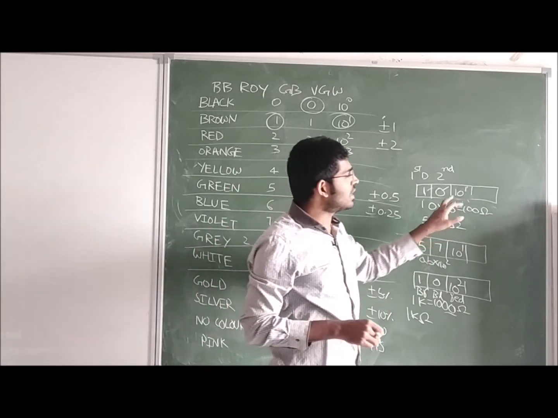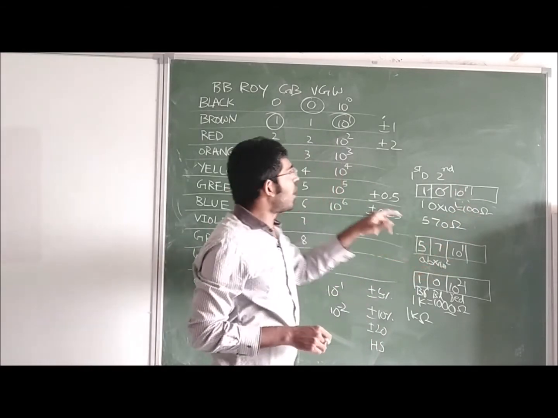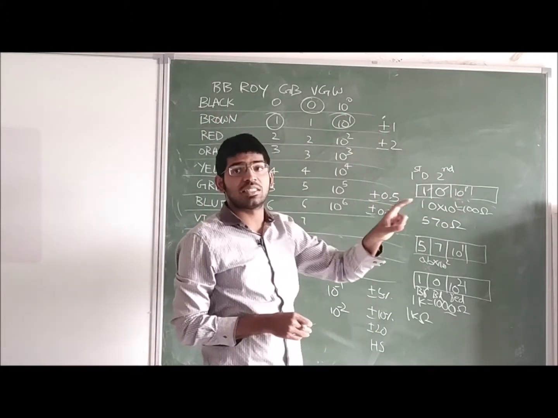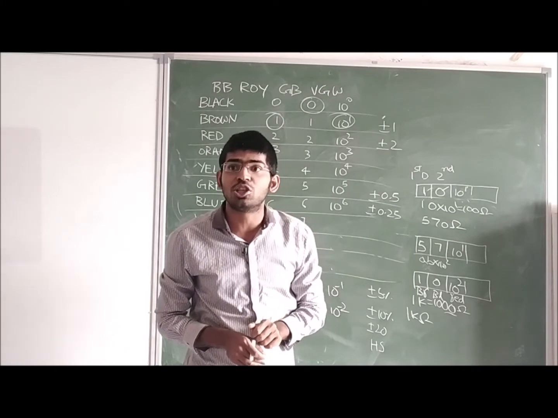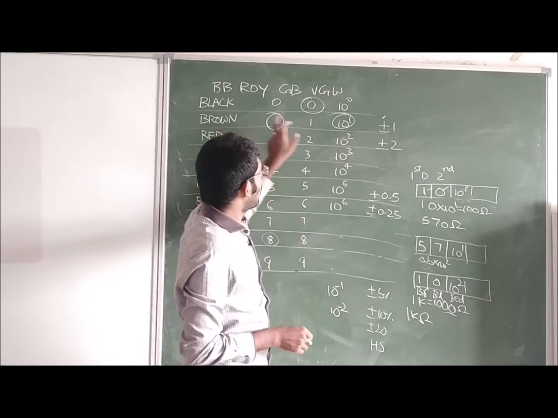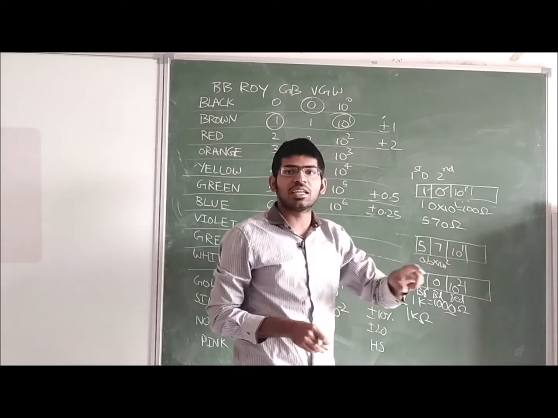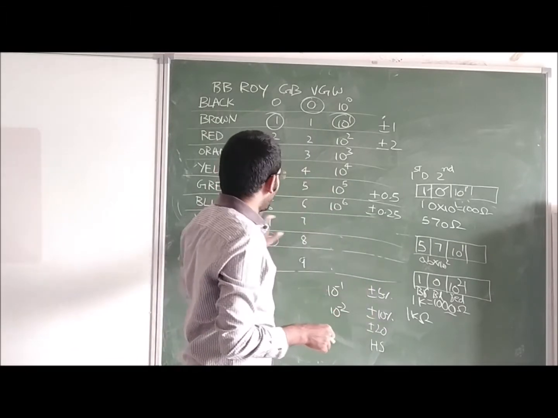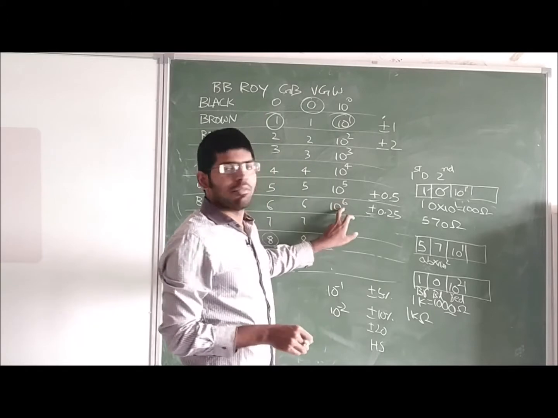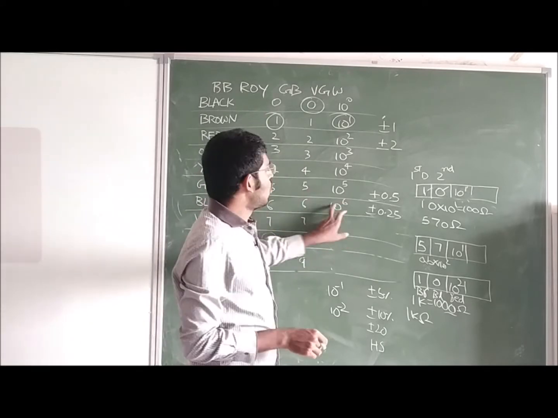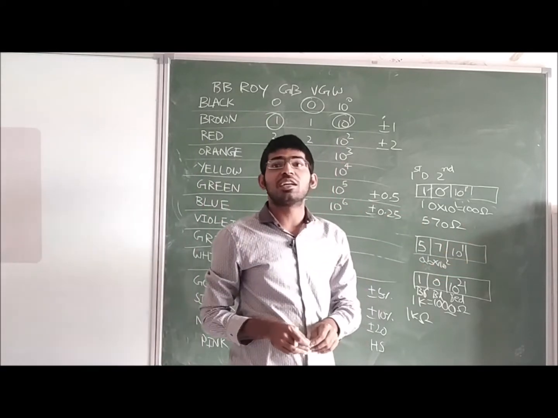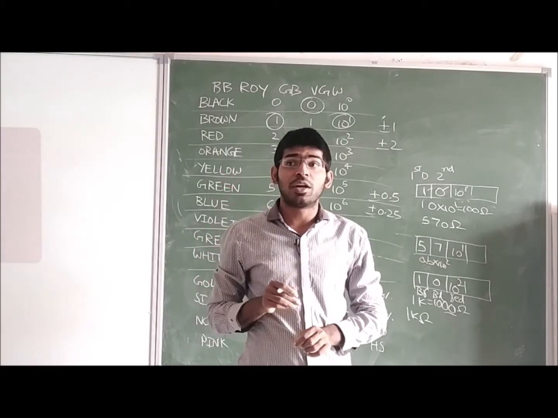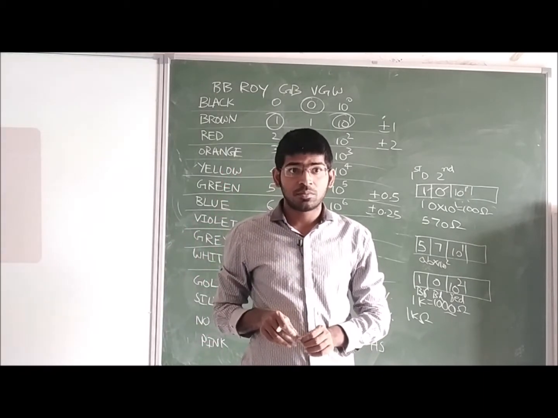Okay? And similarly, the third color band, when we have black in the third color band, that indicates its value is 10 to the power 0. When we have brown in the third color band, that is indicating its value is 10 to the power 1. Up to blue only we will take. When we have blue in the third color band, it is indicating 10 to the power 6. So in the range of mega ohms, we are taking that resistance.